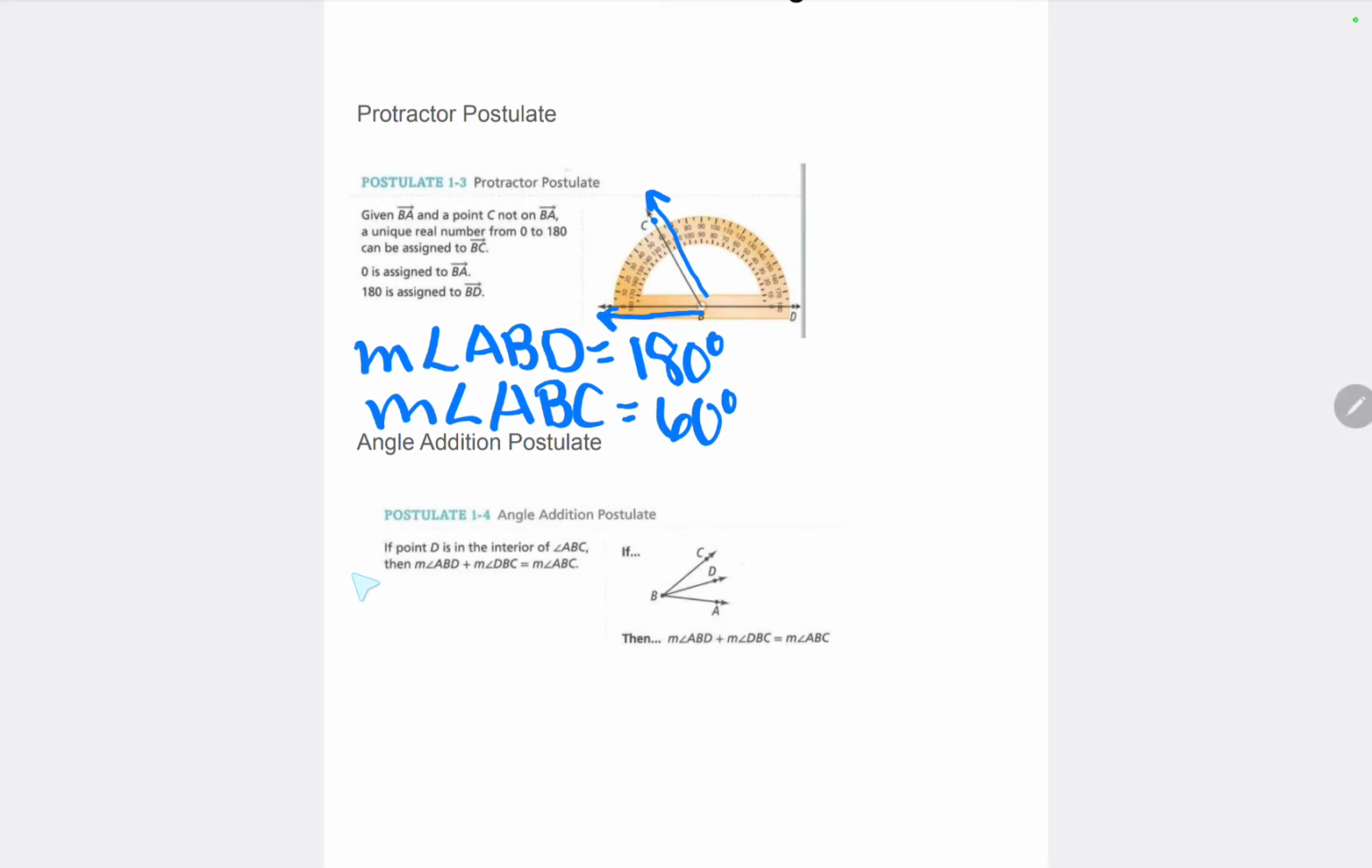Finally, we have the angle addition postulate. If point D is in the interior of angle ABC, then the measure of angle ABD plus the measure of angle DBC is equal to the entire measure of ABC. So those are our postulates for this section.